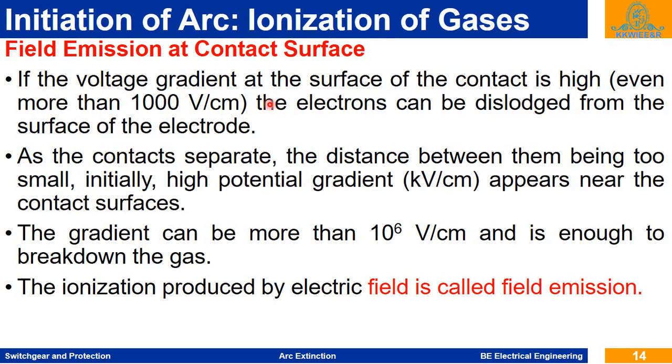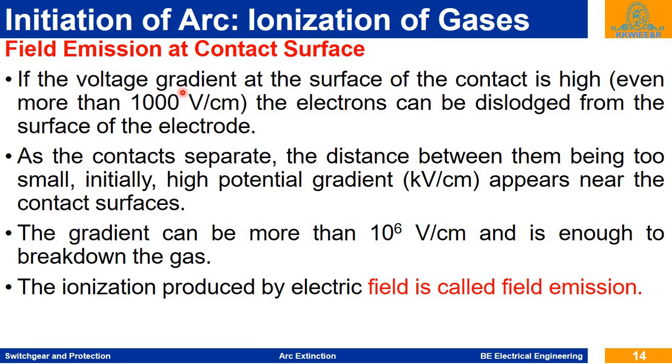If the voltage gradient at the surface of the contact is high, the electrons can be dislodged from the surface of the electrodes. When the contacts start separating, the voltage increases as the distance between the contacts increases. So the voltage across this contact also increases.